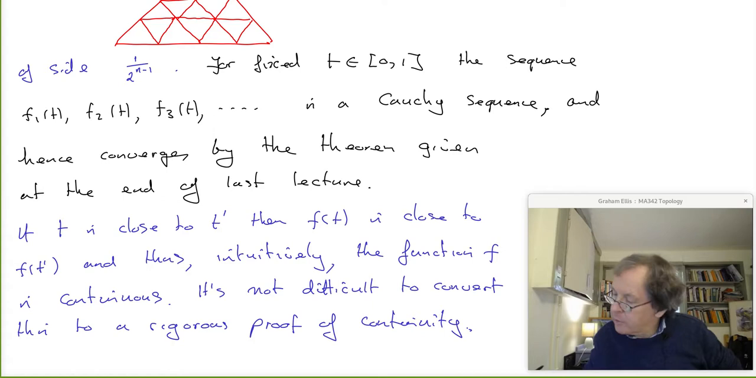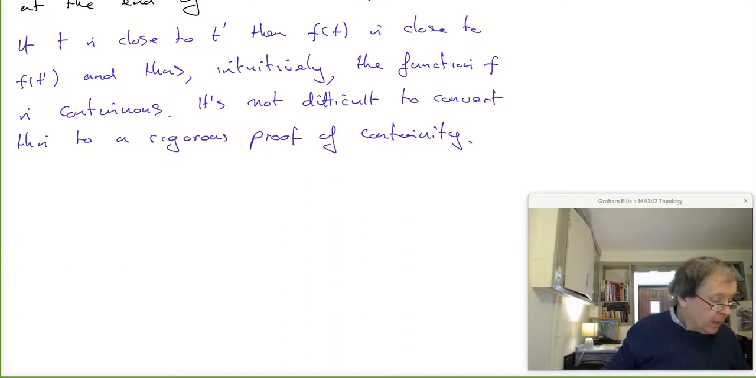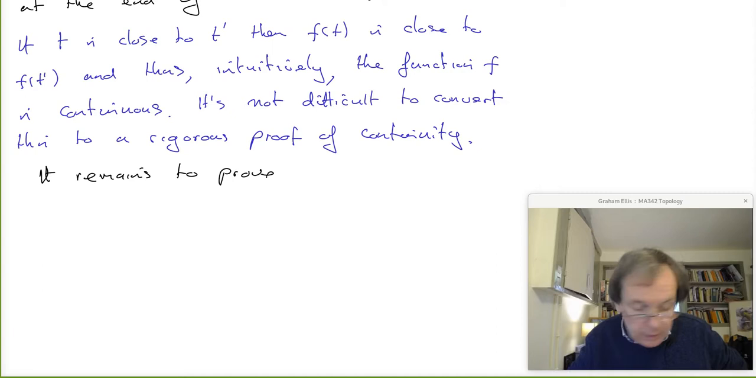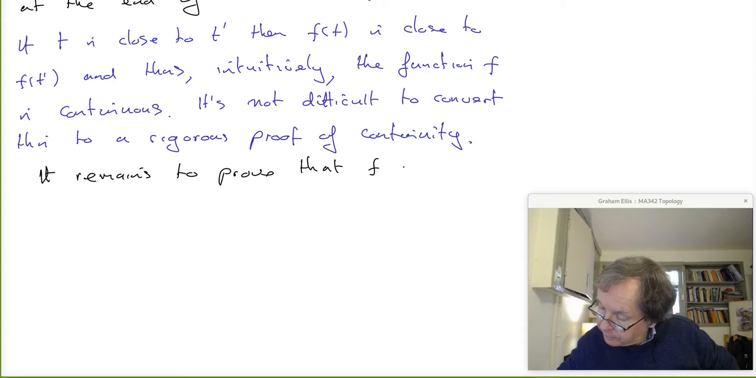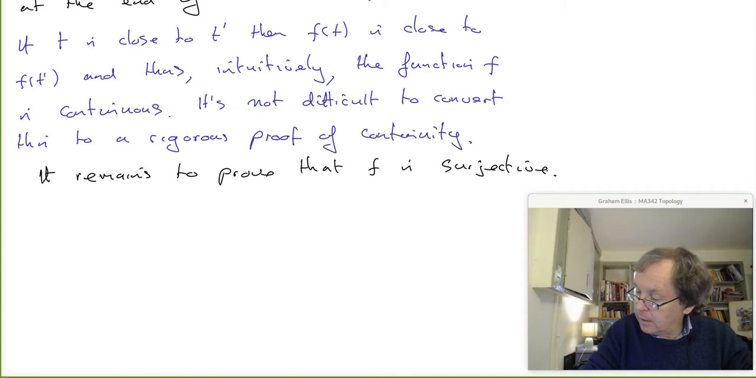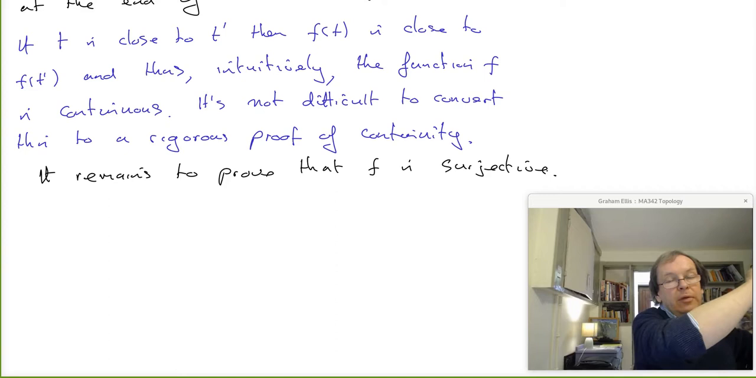I'd rather spend my time on the difficult aspects rather than the easy aspects, making them look difficult. So what's the difficult thing to do? It remains to prove that the function f is surjective. Once I show that this function f is surjective, then we've got Peano's theorem: a continuous onto function from a one-dimensional open segment of the real line onto the two-dimensional triangular region.